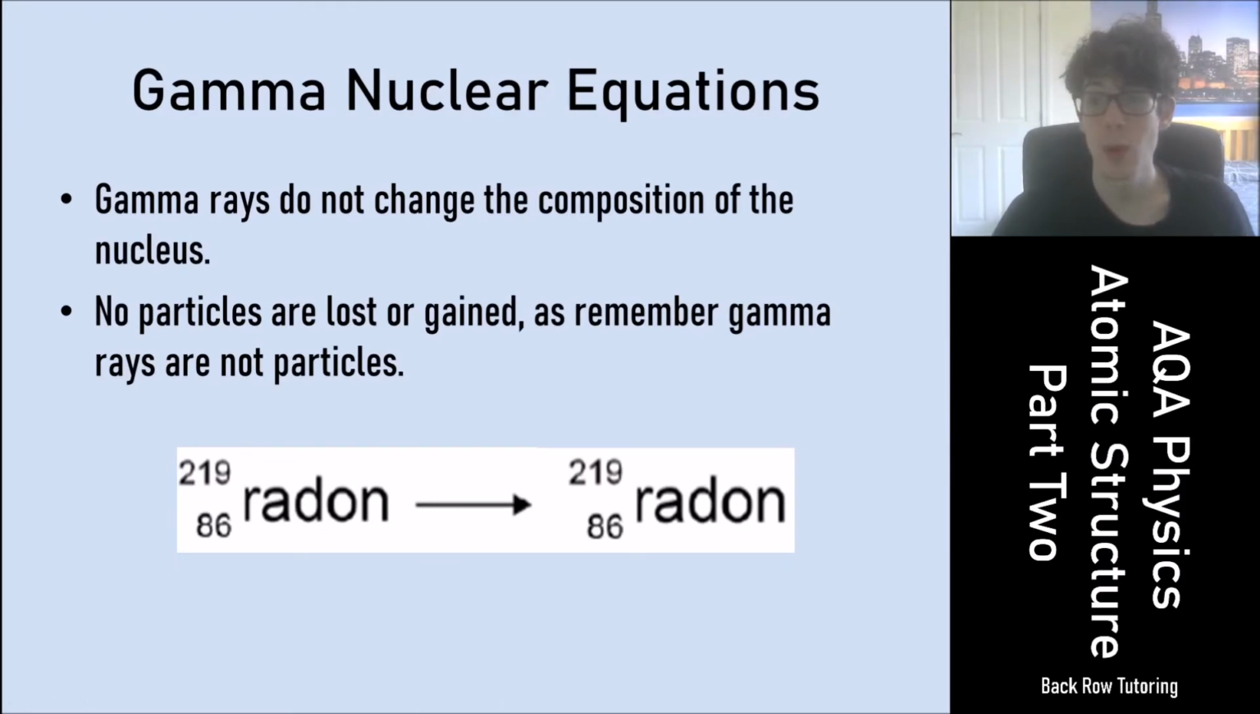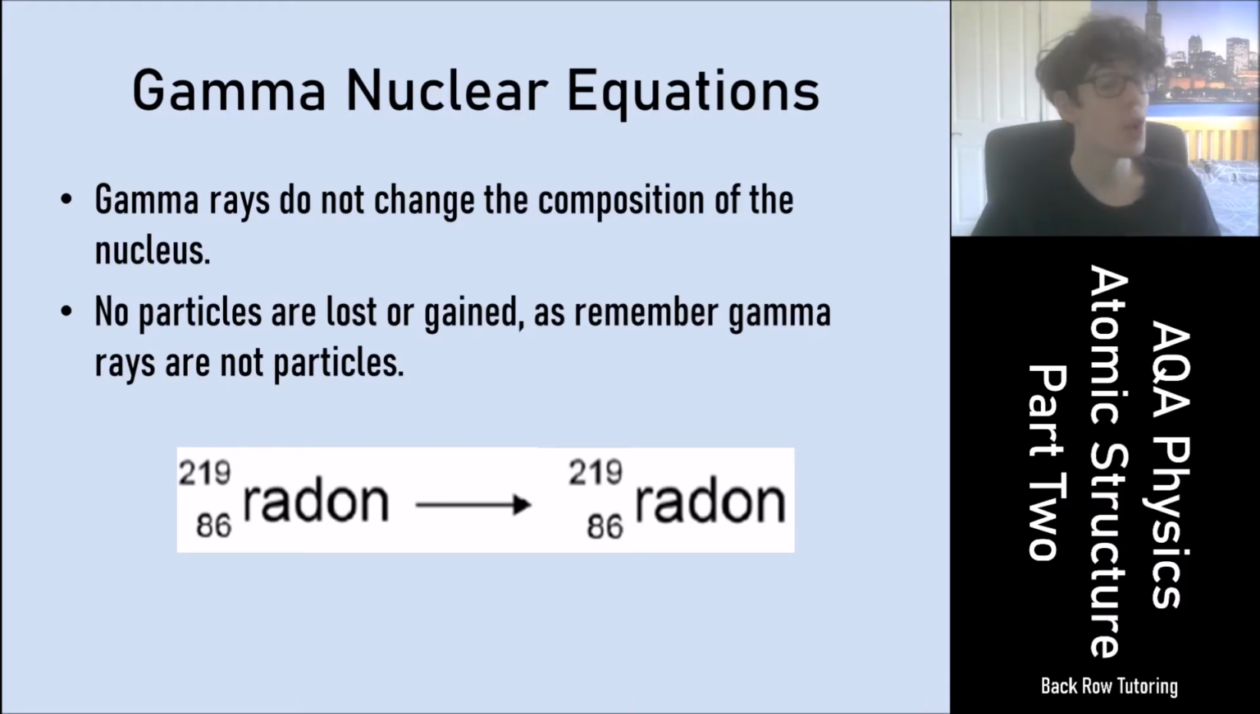The final nuclear equation, which is by far the easiest, is gamma nuclear equations. Gamma rays don't change the composition of the nucleus. No particles are lost or gained, as remember, gamma rays are not particles. So during gamma decay, or if you can call it that, during the time when gamma rays are radiated, we get a very simple nuclear equation. Whatever's on the left-hand side is the same on the right-hand side, because our radon doesn't change, it doesn't gain any protons, it doesn't lose any electrons, the amount of neutrons stay the same, so the mass number and proton number both stay the same. So that's a very easy thing to remember for the gamma.